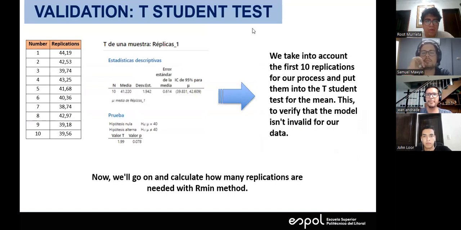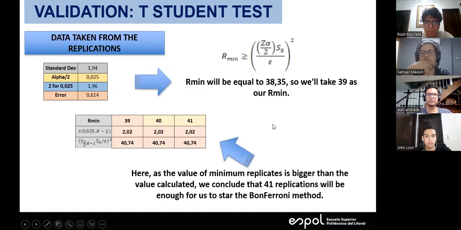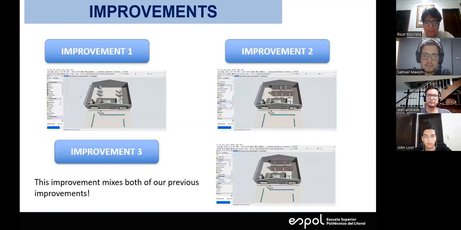Now we will go on with the validation in a t-Student test. Here we have the first 10 replications for a process, and we put them to the test. Finally, we will know that our model is valid for the data. We will now calculate how many replications are needed with the minimum replicates method. We have the standard deviation and the error, and we have the minimum replicates equal to 38.35. So we'll take 39, and finally we will need 41 replications to start the bootstrapping method.